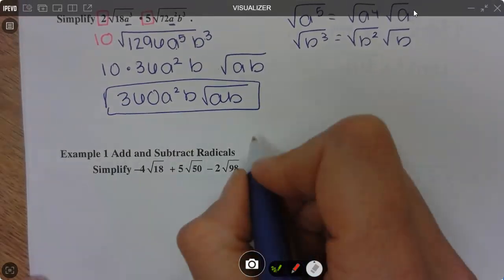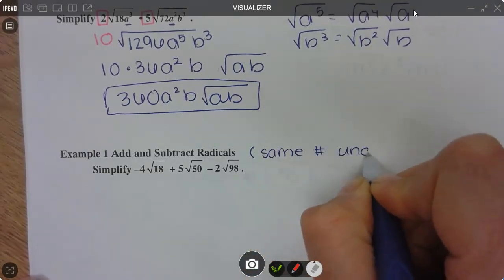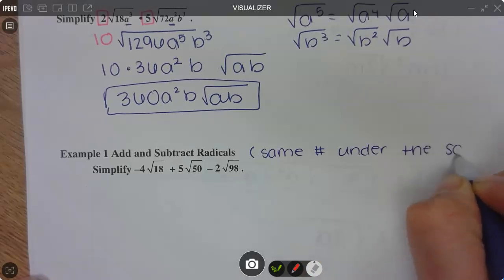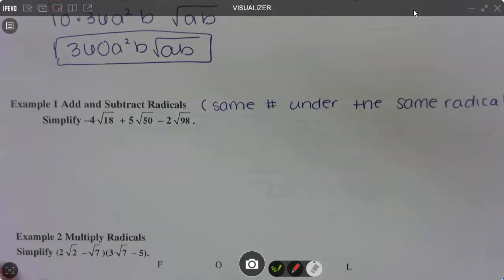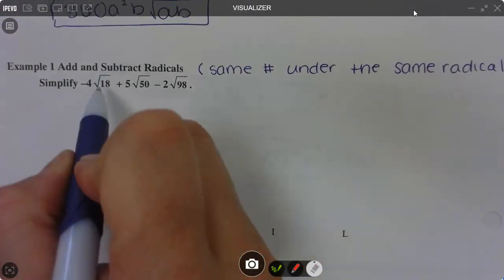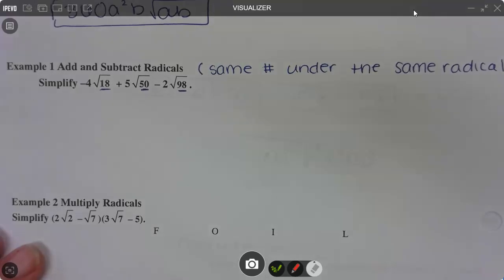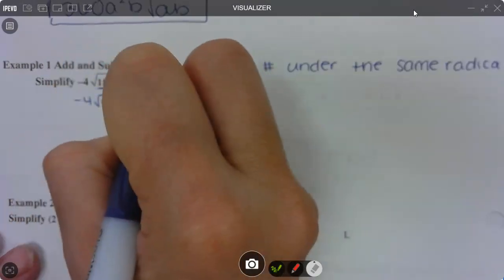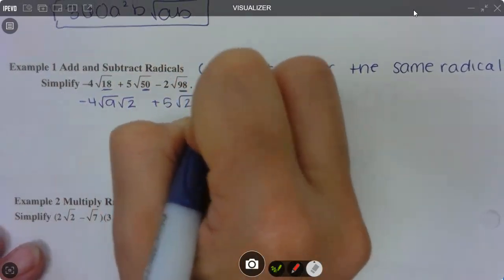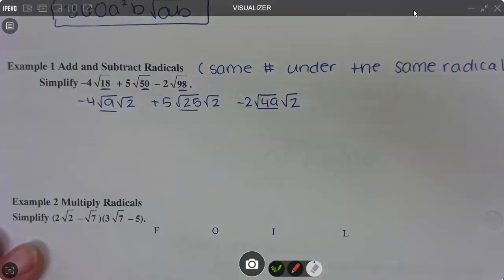In order to add and subtract, they must be the same number under the same radical. If a radical can be simplified, you need to simplify it. So all 3 of those numbers simplify. 18 is 9 and 2. 50 is 25 and 2. And 98 is 49 and 2, thus creating perfect squares within each.